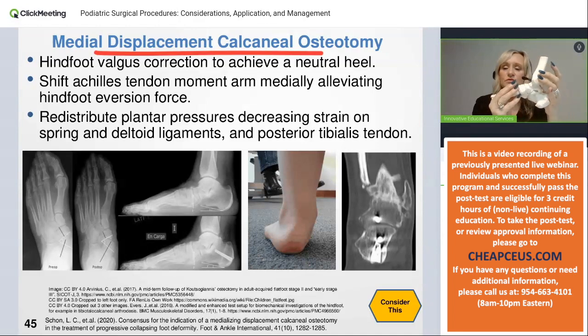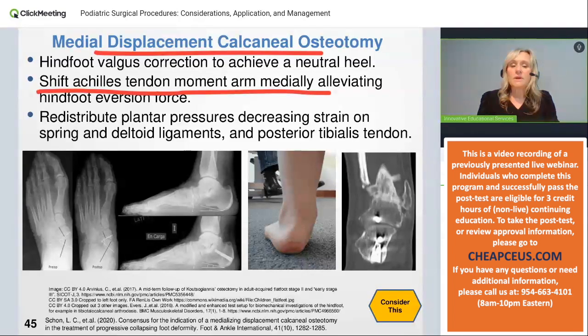So to redistribute these forces, we need to get the calcaneus back in place. And an osteotomy, or cutting and removing part of the bone with that Achilles insertion, is the surgical procedure that's used to correct that valgus, or kicking out of that distal segment of the hind foot. The goal is to shift the Achilles tendon more medial to avoid the hind foot eversion.